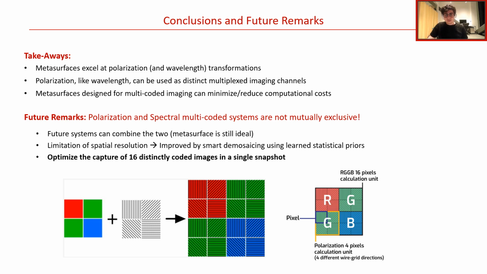Specifically, commercially available cameras combine the two and pair the mosaic of linear filters with the RGB filters as shown below. This presents an interesting future avenue of research, as metasurfaces would still be an ideal optic to design. Notably, the main limitation of this technique is a limitation to spatial resolution. However, it is well known that this can be fixed by smarter algorithms and demosaicing networks that leverage statistical priors. And lastly, by combining polarization and spectral coding using such filter arrays, it is then possible to simultaneously capture 16 distinct images in a single snapshot. What researchers choose to do with all those images is left to be seen.